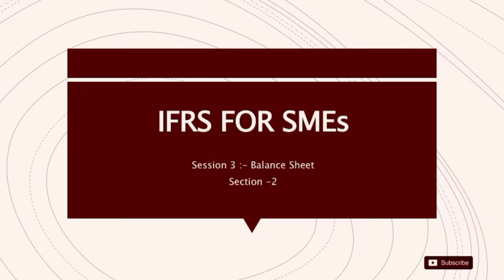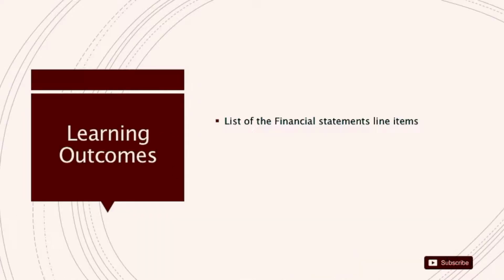In this session, we will be discussing Section 4 of IFRS for SMEs, which deals with the statement of financial position. Let's go. Learning outcomes: after completing this session, you will have an understanding of the minimum line items that are required to be included in the statement of financial position.